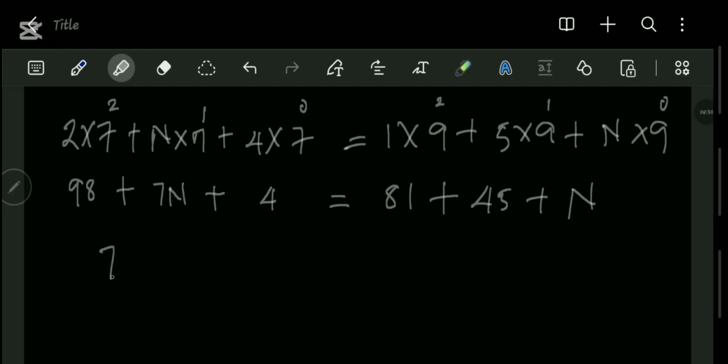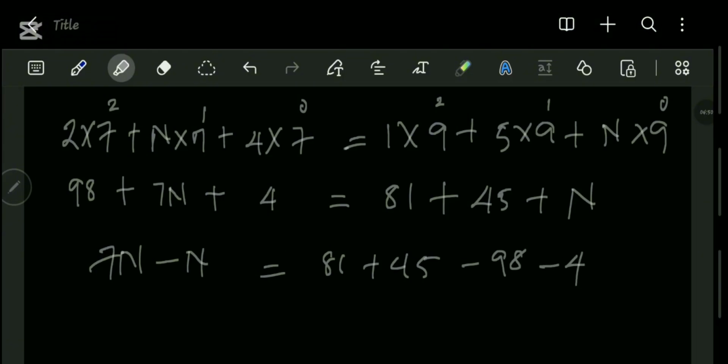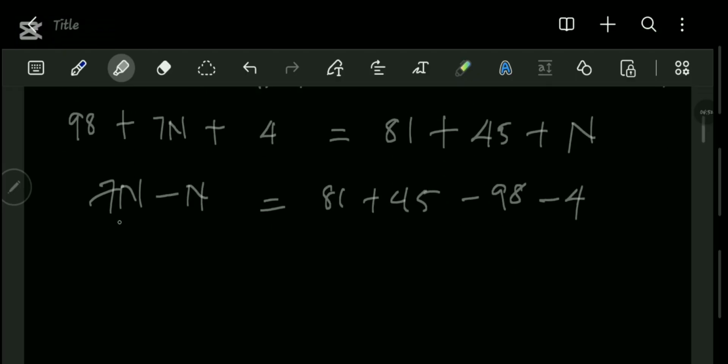So here I'm having 7n. When this n crosses over the equality sign, it becomes a negative n. And on the other side, I'm having 81 plus 45. Then I'm carrying plus 98 over to become minus 98. And then plus 4, when I carry it over, I have a negative 4. So 7n minus n, that is 7 minus 1, that's giving me 6n.